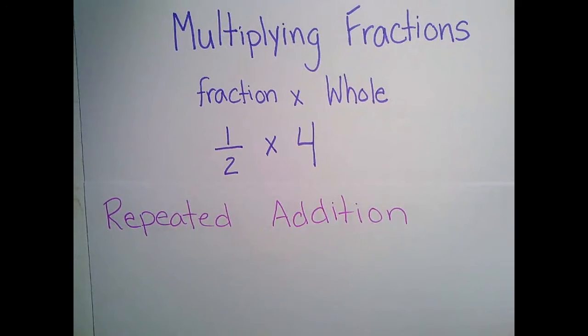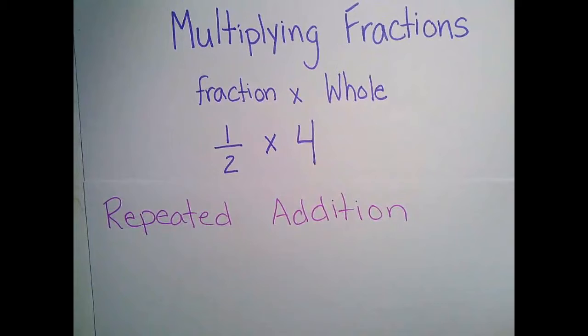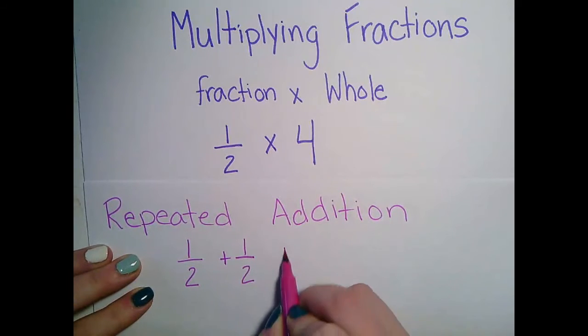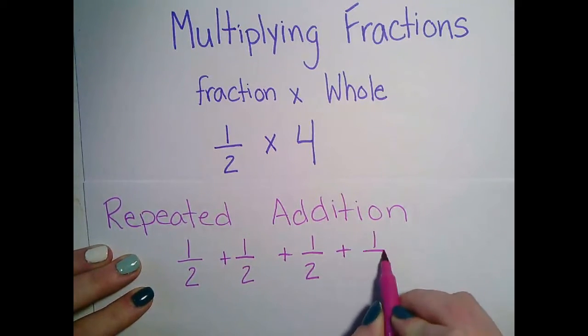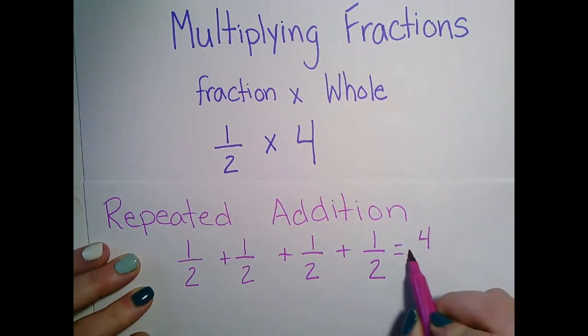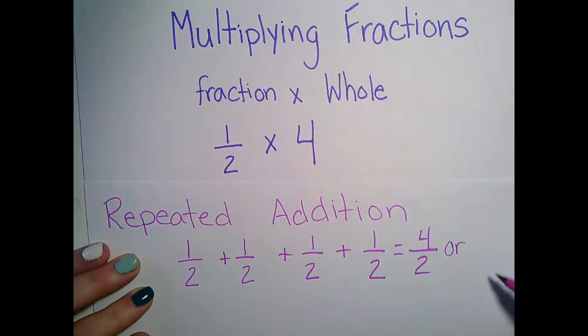So how would we think of this as repeated addition? We have 1/2 times 4. So if we think of this, we have 4 1/2s. So we have 1/2 plus 1/2 plus 1/2 plus 1/2. We know how to add fractions, especially when the denominators are all the same. We just add the top numerators. So 1 plus 1 plus 1 plus 1 is 4/2. And if we change our improper fraction into a mixed number, we get the answer of 2.